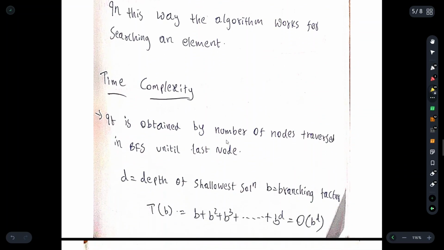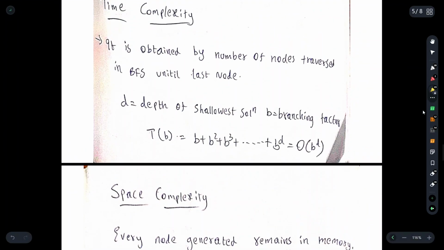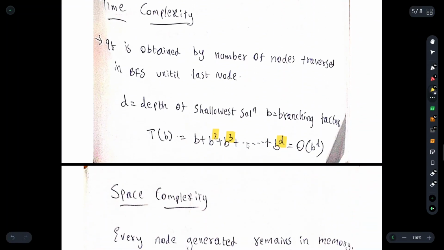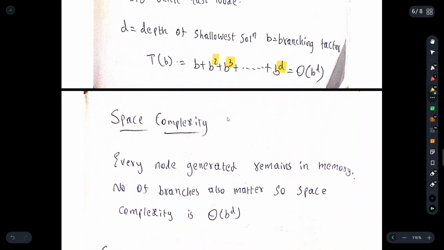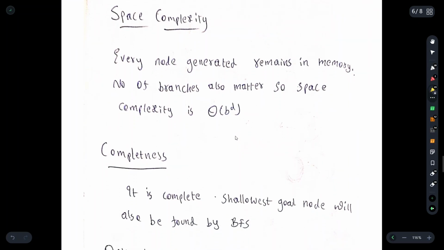So the time complexity is nothing but, whenever the level of the tree gets increased, it will just increase the exponent value. The exponent value will be increased until d, whenever the depth or the level of that particular graph gets increased. So this is level 1, this is level 2, this is level 3, this is level 4. So b to the power of 4. So that is big O of b to the power of d, where d is the depth of the shallowest solution. Space complexity is also the same, order of b to the power of d.